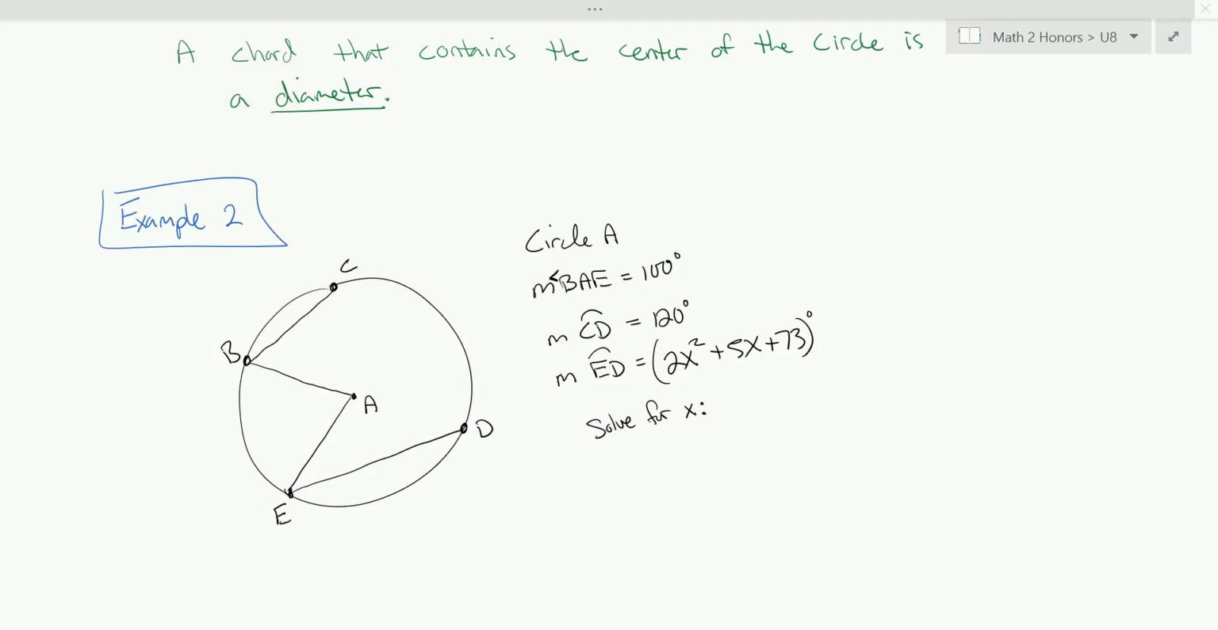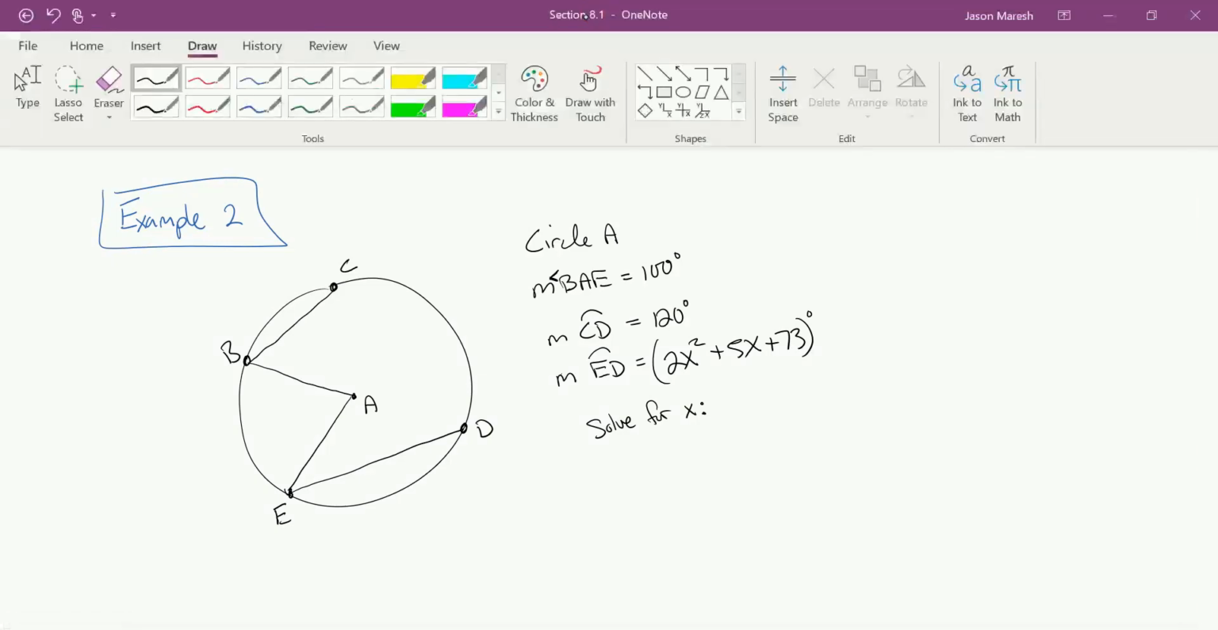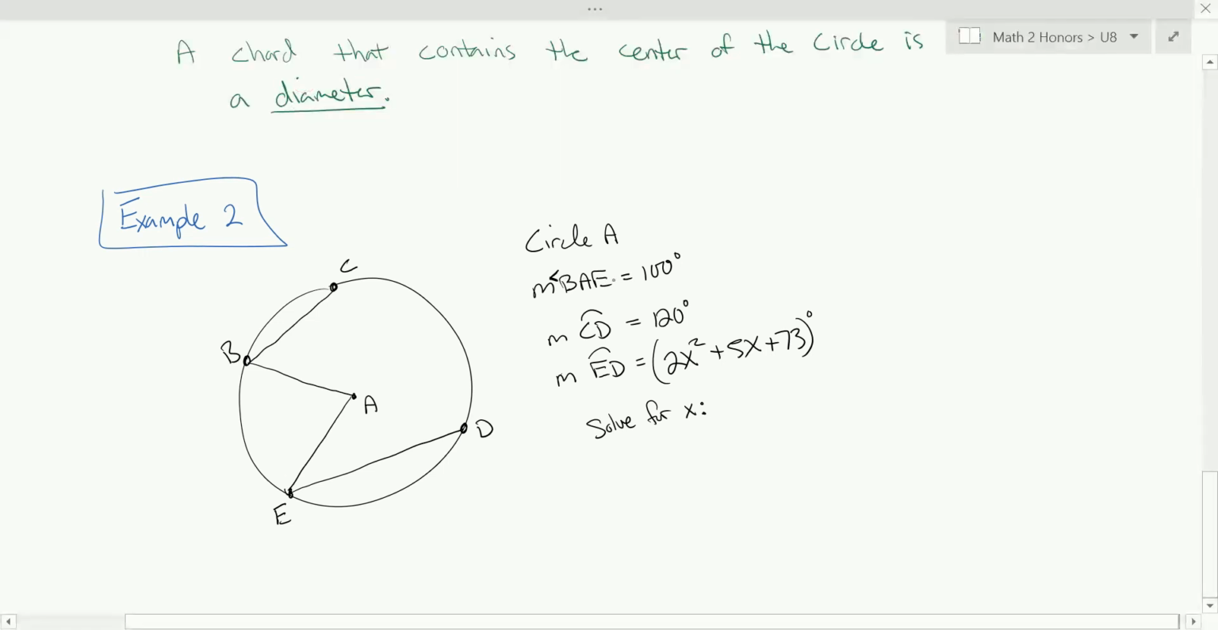So again, you just start marking out the circle. What's given, they tell you, okay, center's A, BAE, that's right in here, is 100 degrees, which means that the arc measure here is 100 degrees. They tell you CD is 120, so I'm going to put 120 over here. So that's from CD.